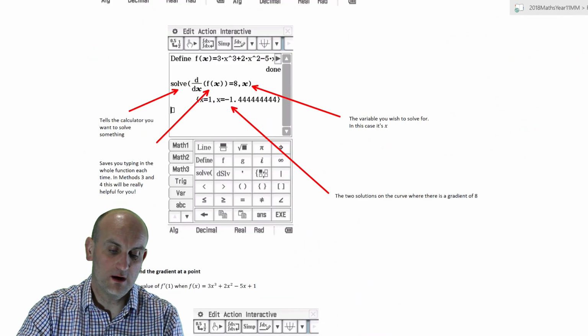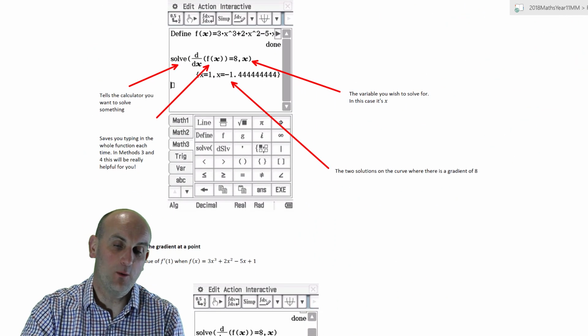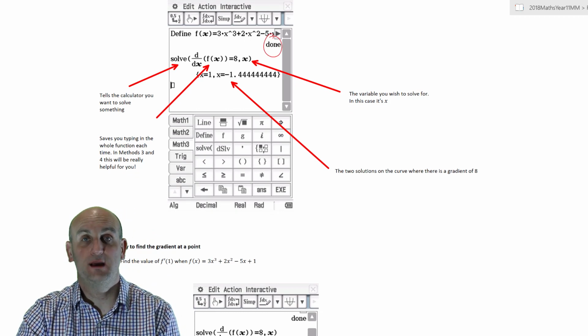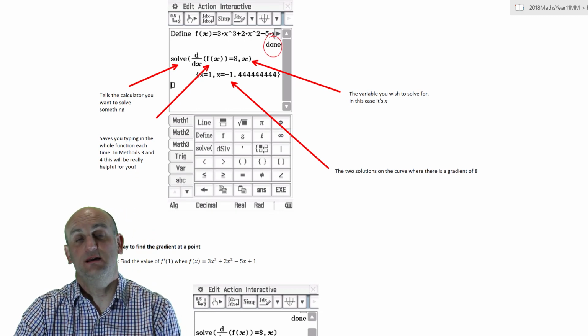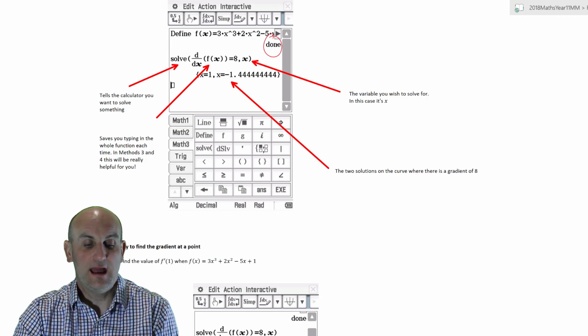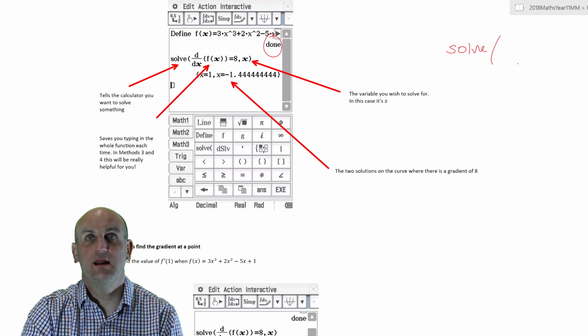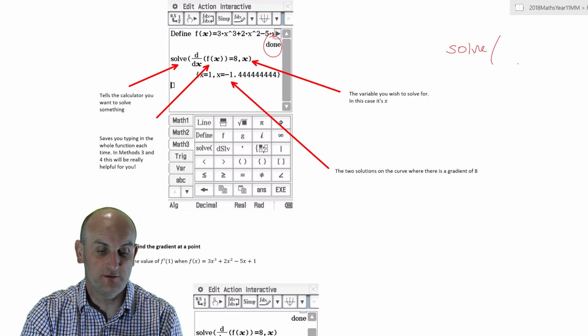What have I done then? Well, when I hit enter, up comes the word done. If it doesn't come up with done, you've made a mistake. The point of it is that done says, all right, I've stored it into your calculator. And now I can just say solve. Your CAS calculator can do so much stuff, and solve is one of them.